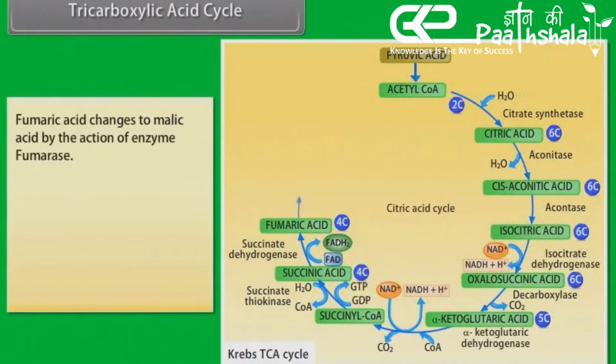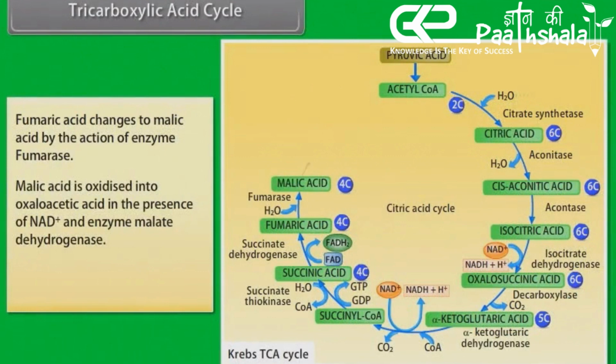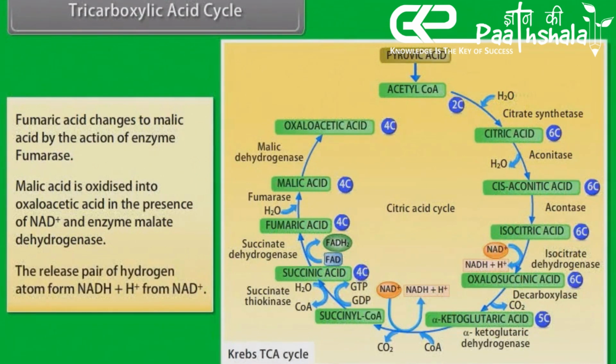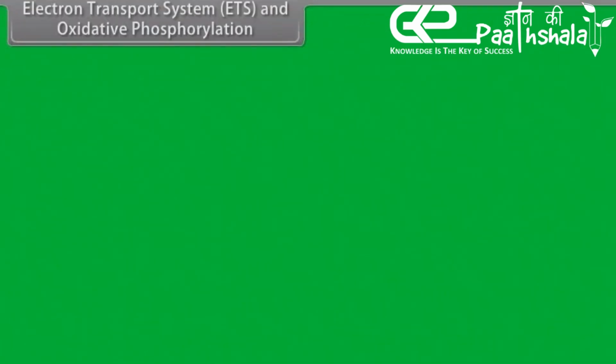Fumaric acid changes to malic acid by the action of enzyme fumarase. Malic acid is oxidized into oxaloacetic acid in the presence of NAD+ and enzyme malate dehydrogenase. The released pair of hydrogen atoms forms NADH + H+ from NAD+.